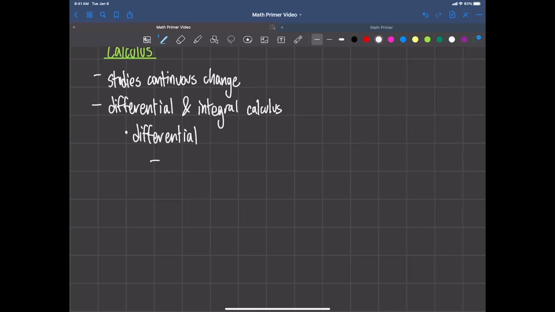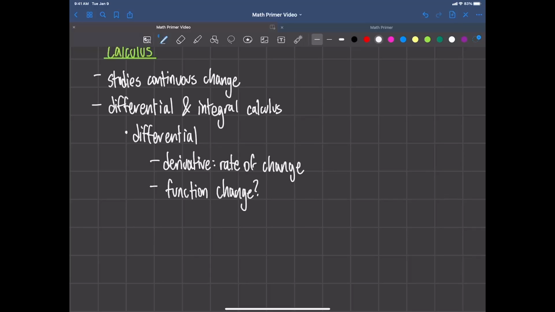So briefly, differential calculus focuses on the concept of a derivative, which represents the rate of change of a quantity. Some of the key questions in differential calculus are: how does a function change? And what is the slope of a curve at a given point?